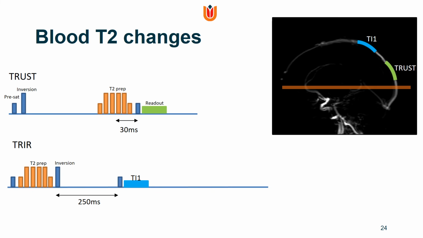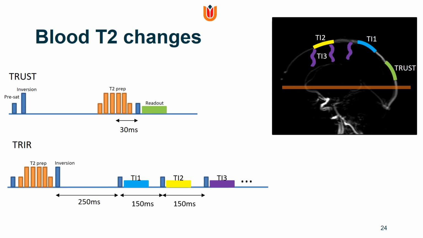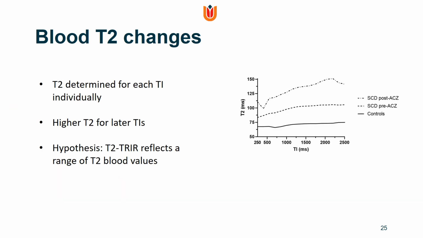For TRIR, there is more time between the T2 preparation and the readout, and thus the blood is further upstream the vasculature during the T2 prep, as shown here in blue. This gets worse for each TI, and since YV is higher upstream the vasculature, T2 will be higher as well. And since every readout contributes to the final obtained blood T2, we think this effect causes the bias between TRUST and TRIR. Therefore, we also fitted the T2 for each TI separately, and indeed T2 increases for later TIs. We also included some simulations on this effect in our work, but I won't show these in this presentation.